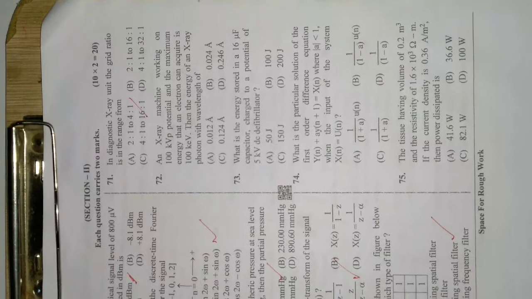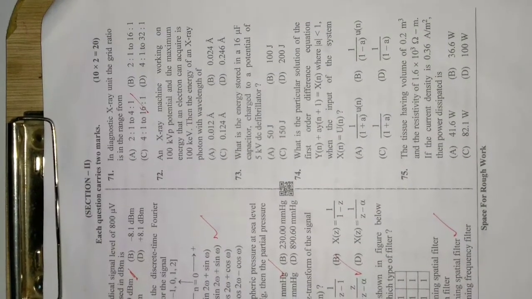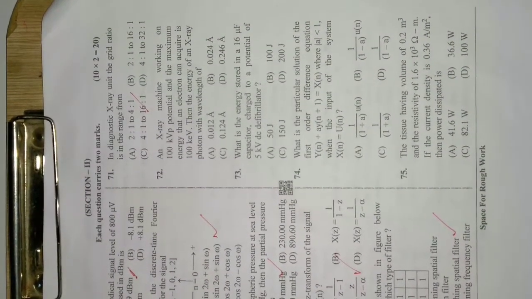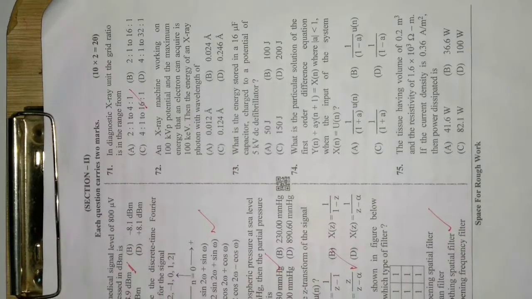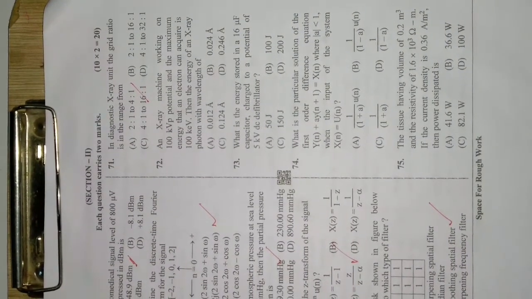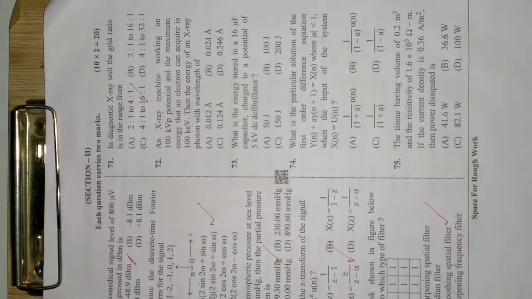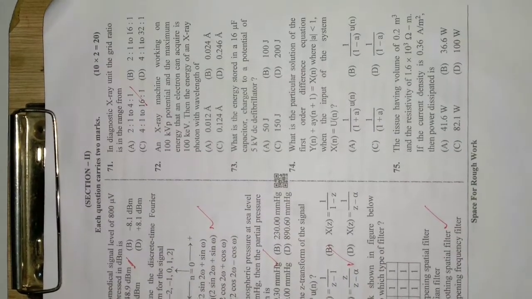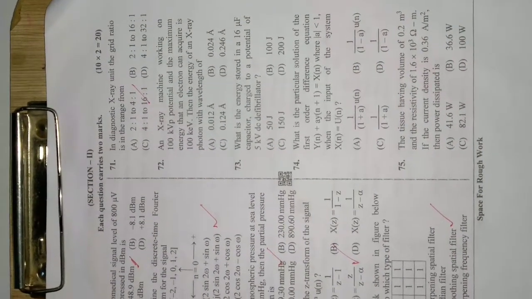Then 72: an X-ray machine working on 100 kilovolt potential, and the maximum energy that an electron can acquire is 100 kilo electron volt. Then the energy of an X-ray photon with wavelength. So they are asking for energy, and I'm sure it is 0.124 degrees here.